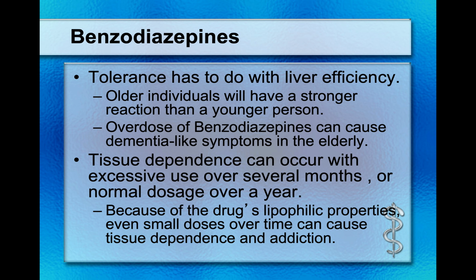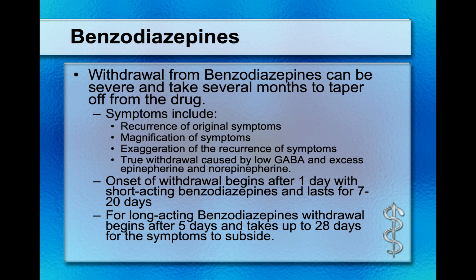Tolerance has to do with liver efficiency. Older individuals will have a stronger reaction than a younger person. Overdose of benzodiazepines can cause dementia-like symptoms in the elderly. Tissue dependence can occur with excessive use over several months or normal usage over a year. Because of the drug's lipophilic properties, even small doses over time can cause tissue dependence and addiction.